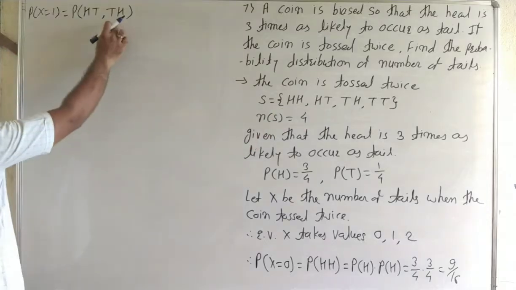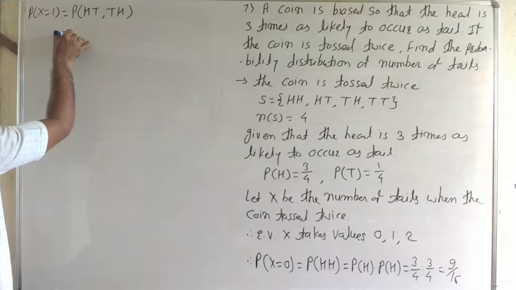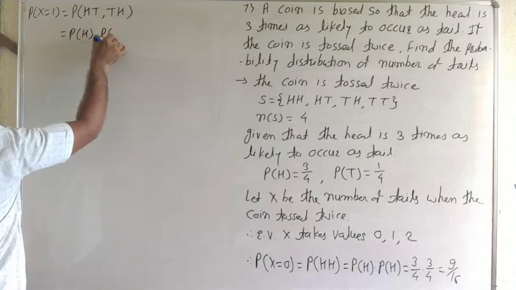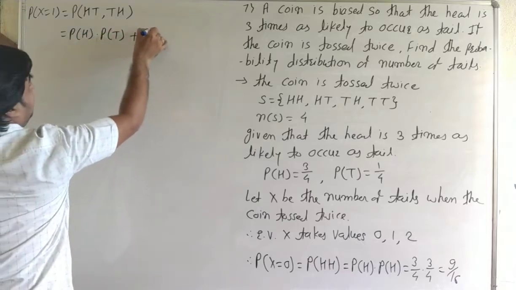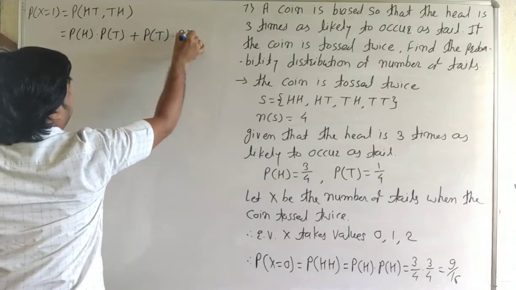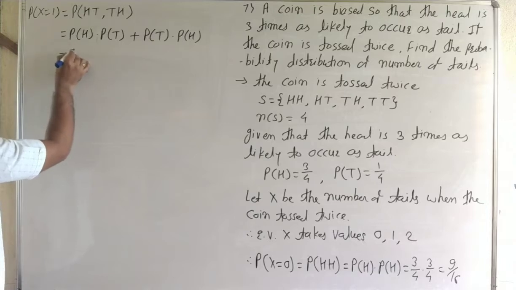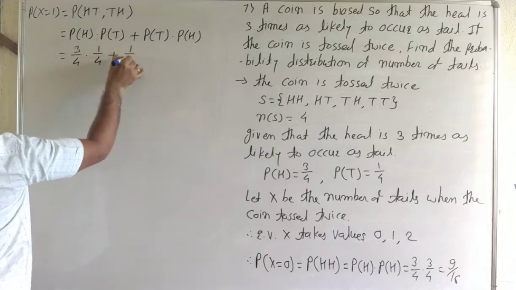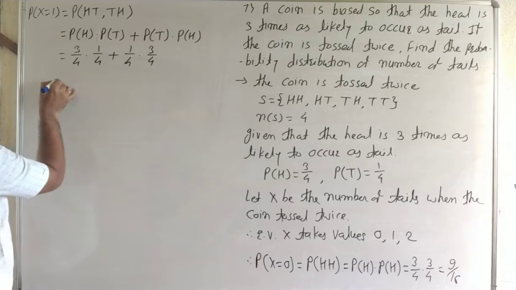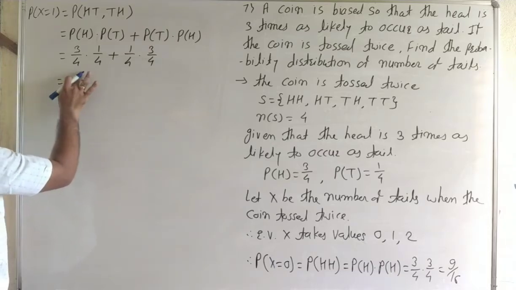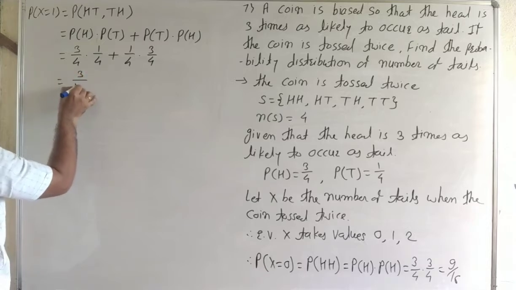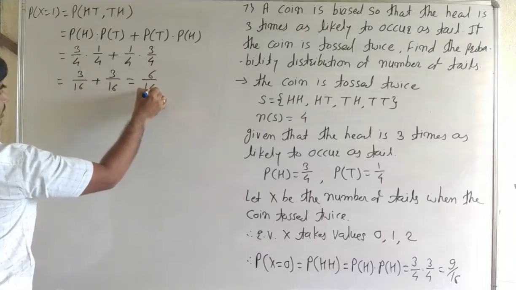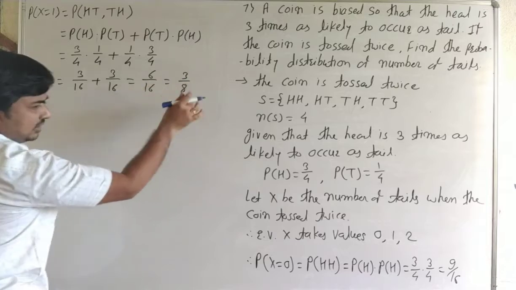Here in between it is an "or". Therefore we can write, see carefully, probability of H into probability of T plus probability of T into probability of H. Then probability of H is 3 by 4 into 1 by 4 plus 1 by 4 into 3 by 4, and that is 3 by 16 plus 3 by 16, that is 6 by 16, and then we can write 3 by 8.